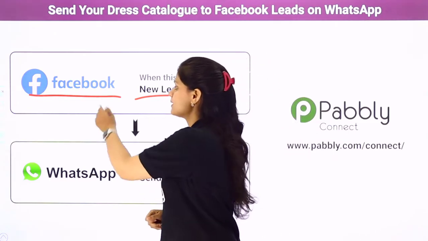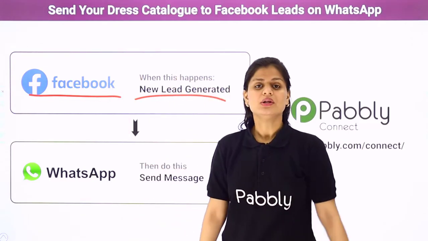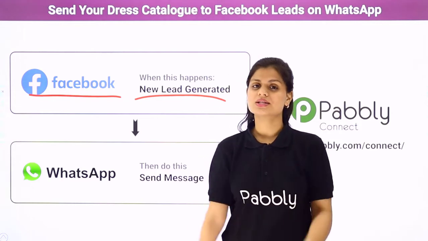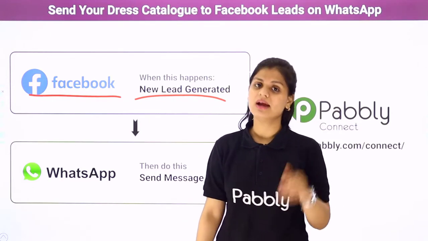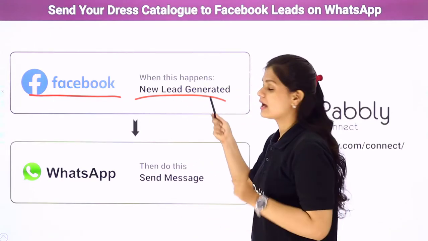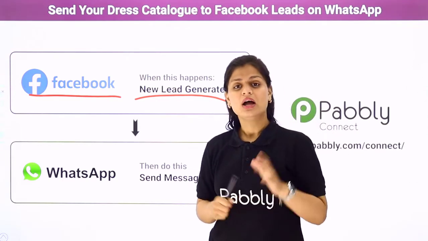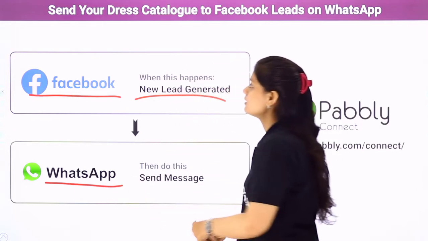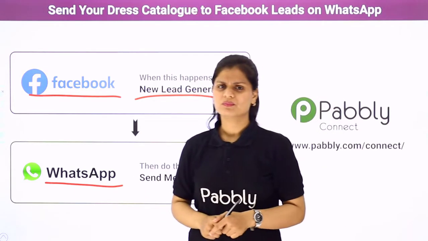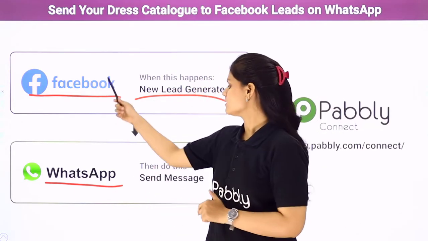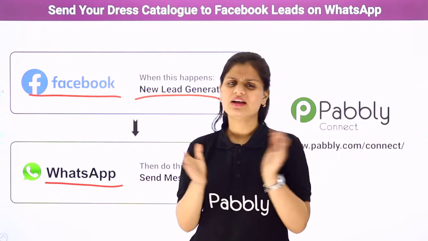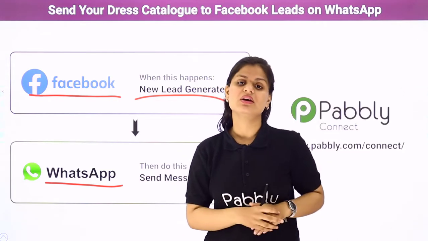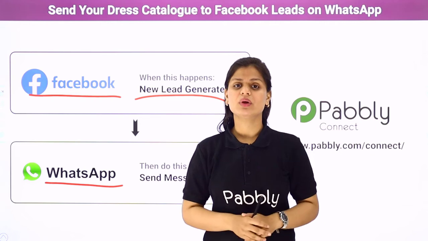For example, a person named John is filling my form. So the details of John, such as his name, email address and phone number, will be called a new lead. So every time a new lead is generated, I want to send a WhatsApp message to the person along with the dress catalog. Now here the issue is Facebook and WhatsApp do not have any native integration or any direct contact. So how am I going to do that?